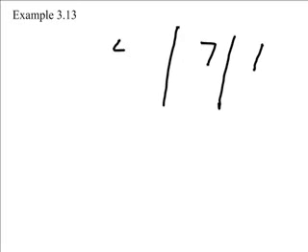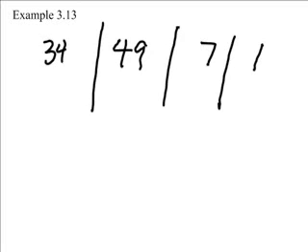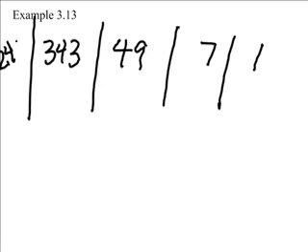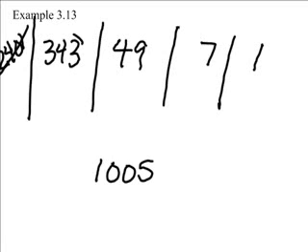If I start looking at the powers of 7, I have 7 to the 0, which is 1, 7 to the first power, which is 7, 7 to the second power, 49, 7 to the third power, 343, and then there's 7 to the fourth power, which is 2,401. And that's going to be too big for our given number because our given number is 1005. So the largest place value in base 7 that will divide into 1005 is 343.